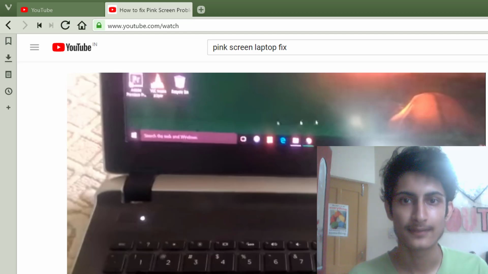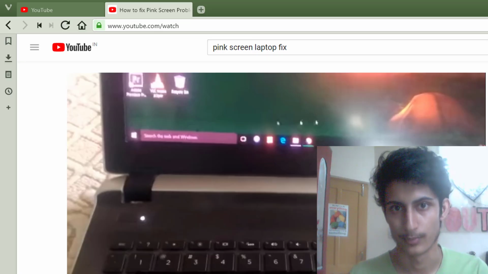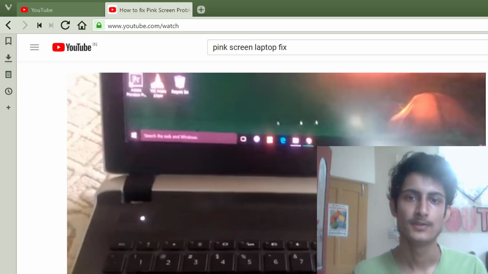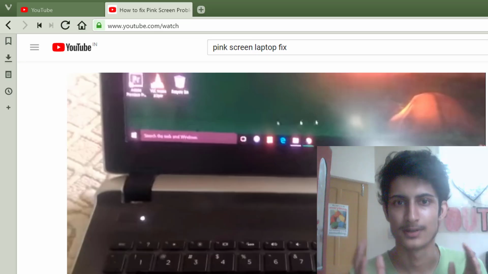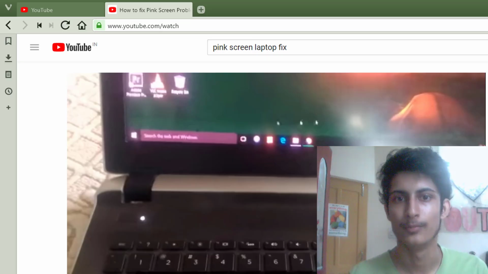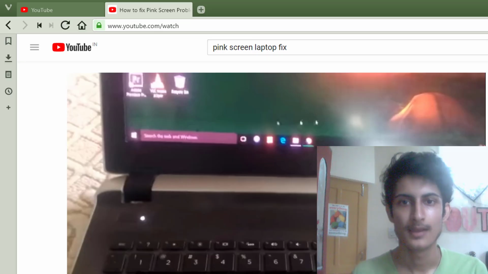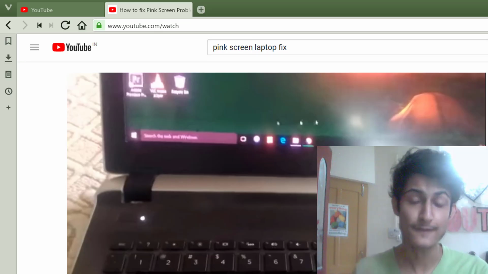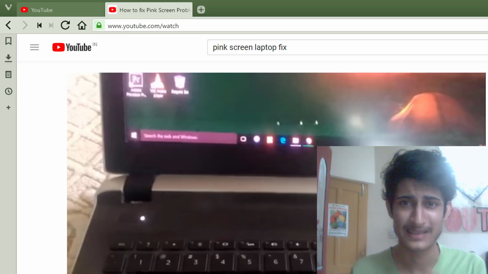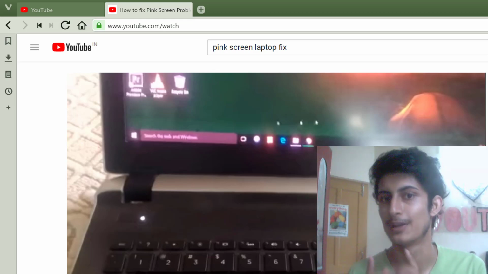First, you need to determine what kind of problem you are having: a hardware problem or a software problem. It's very easy to determine. Just connect your laptop or computer system to an external monitor and turn on your computer system. After this, look at the external monitor. If the external monitor looks pink, or greenish, bluish, it means it's a software problem.